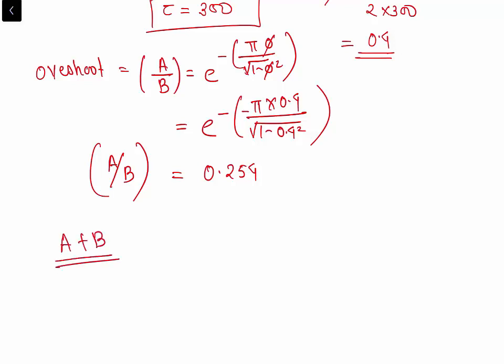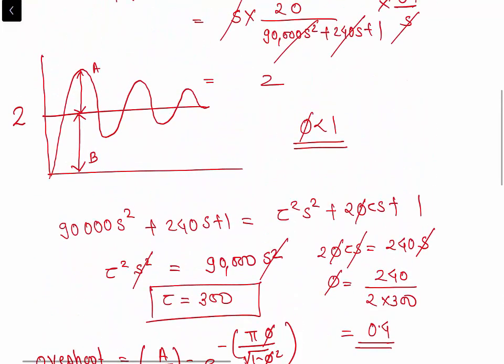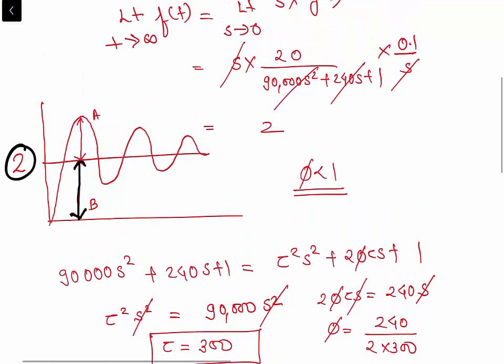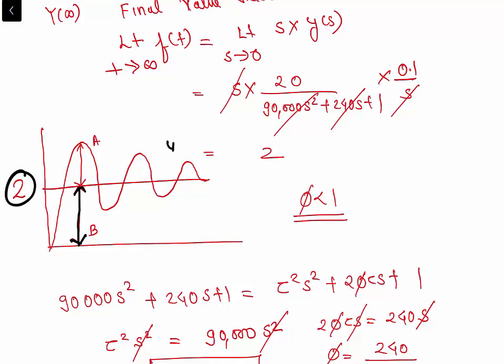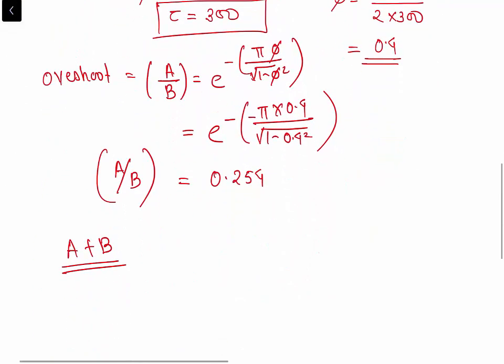So it is nothing but a plus b, which will give you the total value. We have calculated this b value, which is nothing but y of infinity. This is nothing but y of infinity, so b is y of infinity equals 2.